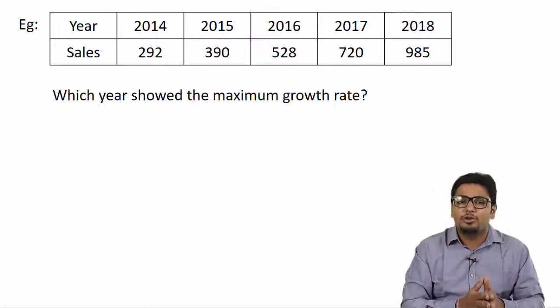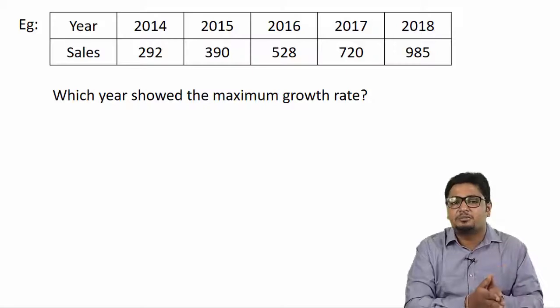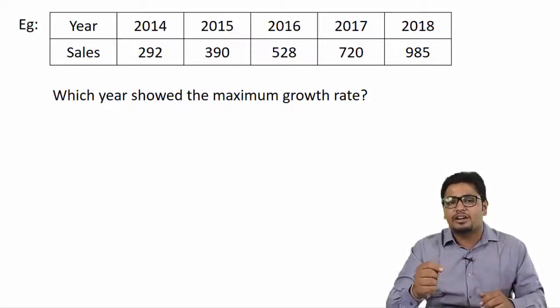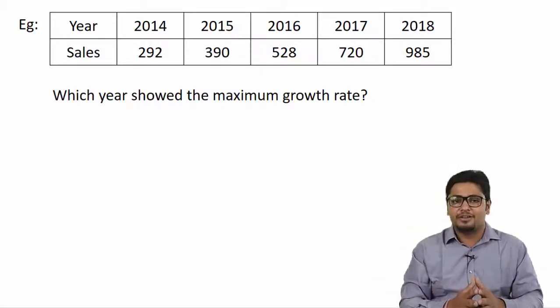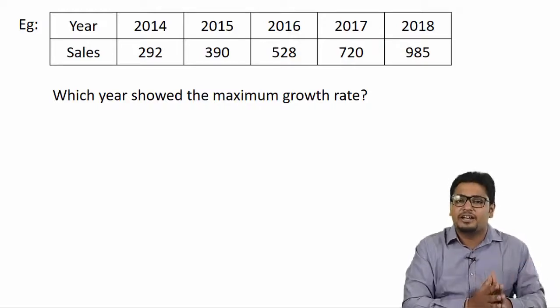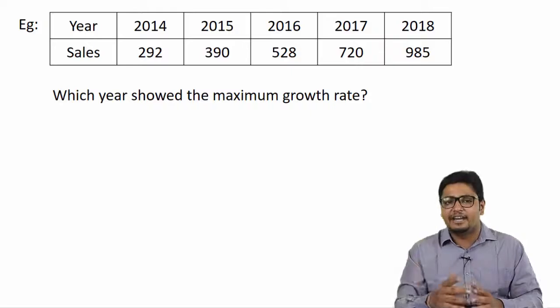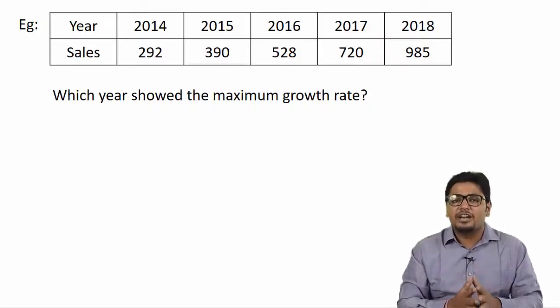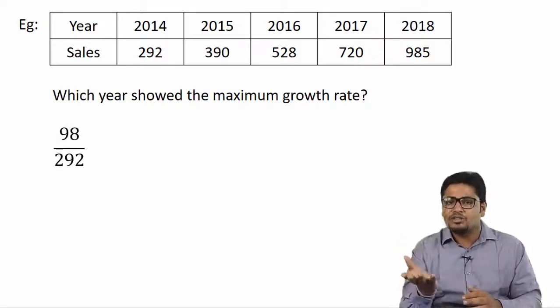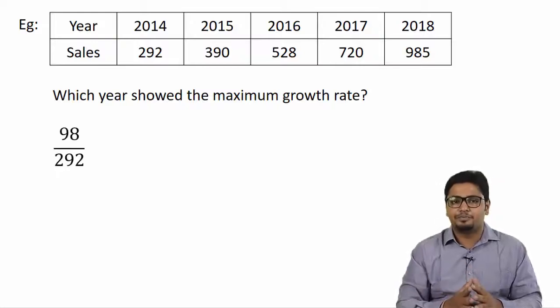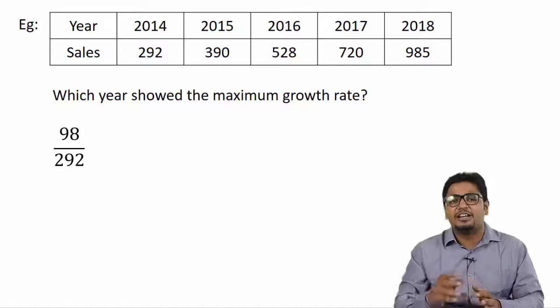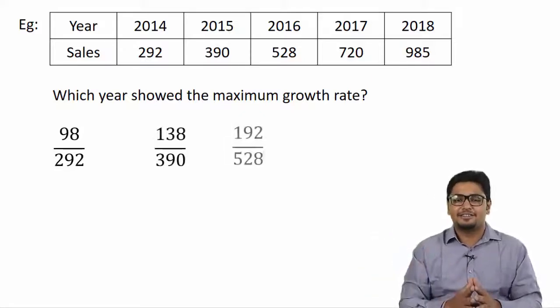The first thing we do here is we write the growth rate in terms of fractions by calculating the growth for each year. Growth in 2015 is 390 minus 292. That would be 98. So, growth rate will be 98 upon the base, that is 292. Like this, we can get all other fractions till year 2018.